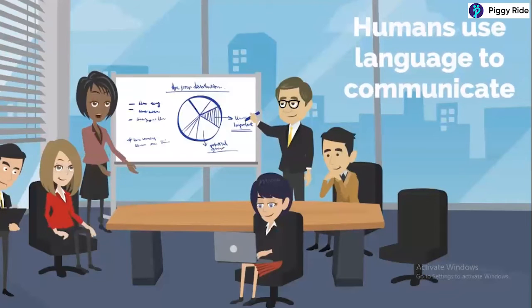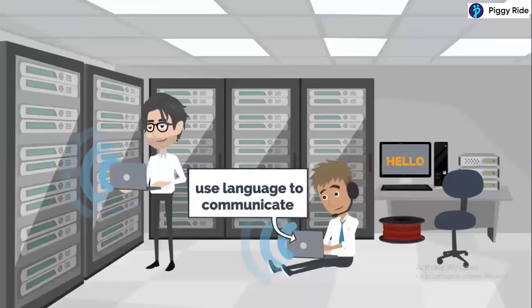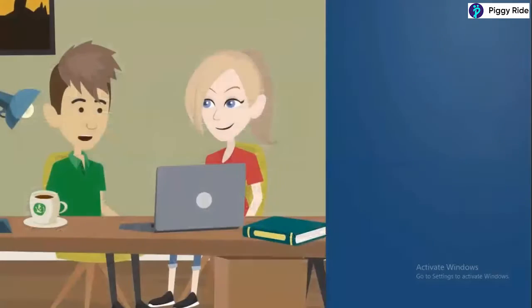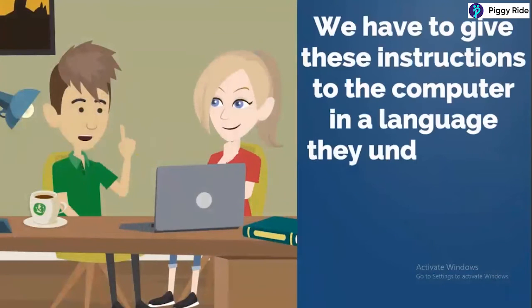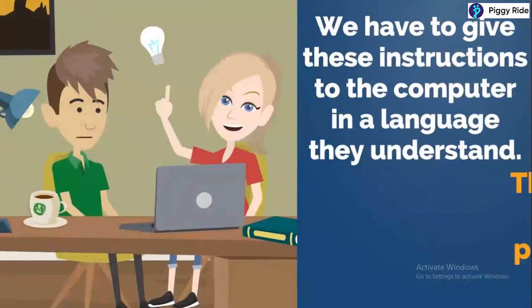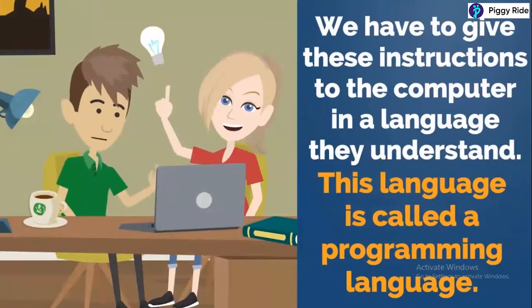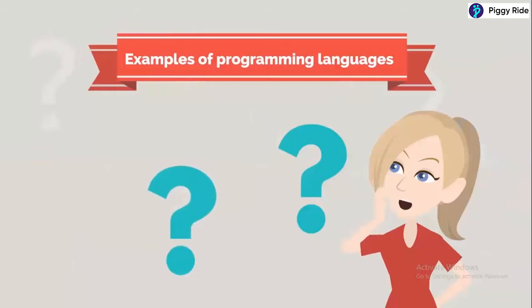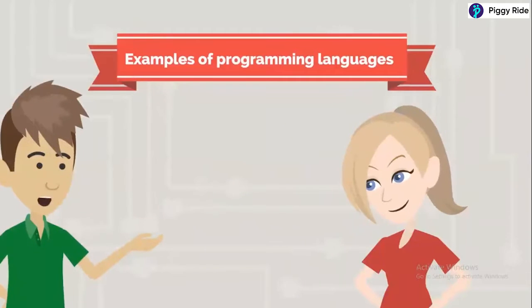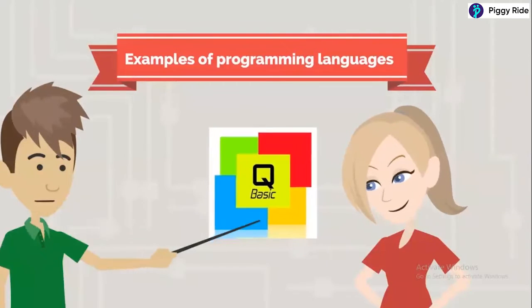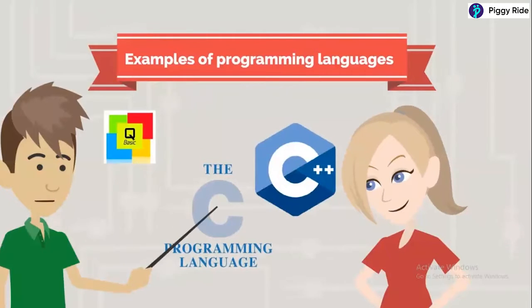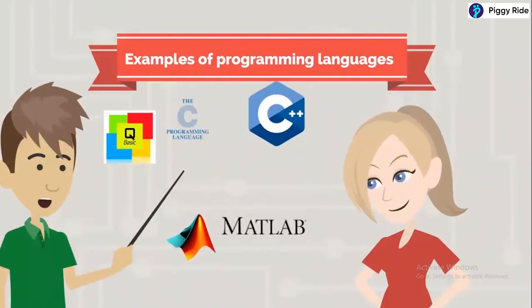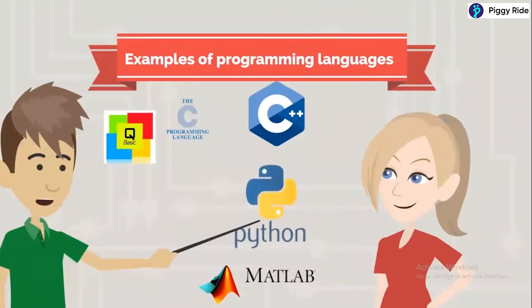Just like we humans use language to communicate, so do computers. We have to give these instructions to the computer in a language they understand. This language is called a programming language. Can you give me some examples of programming languages? There are lots of programming languages that you can use. There's QBasic, C, C++, MATLAB. A quite popular one these days is Python.